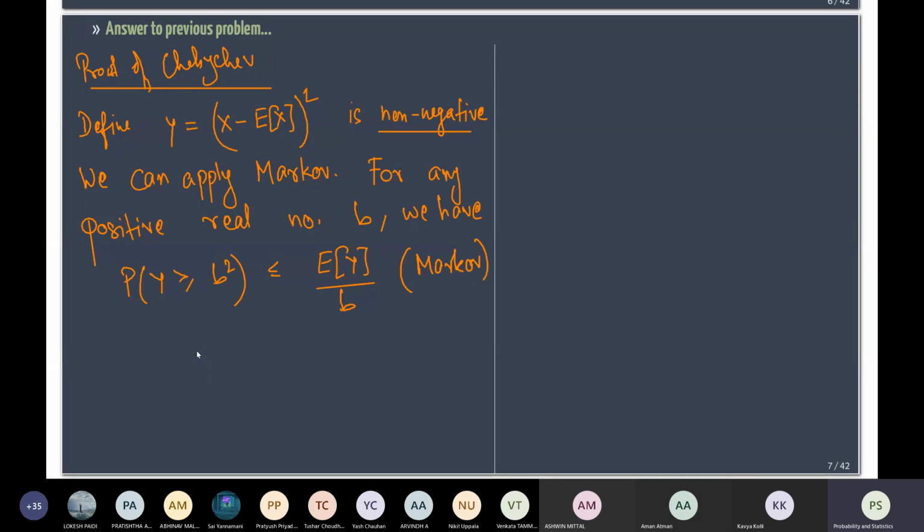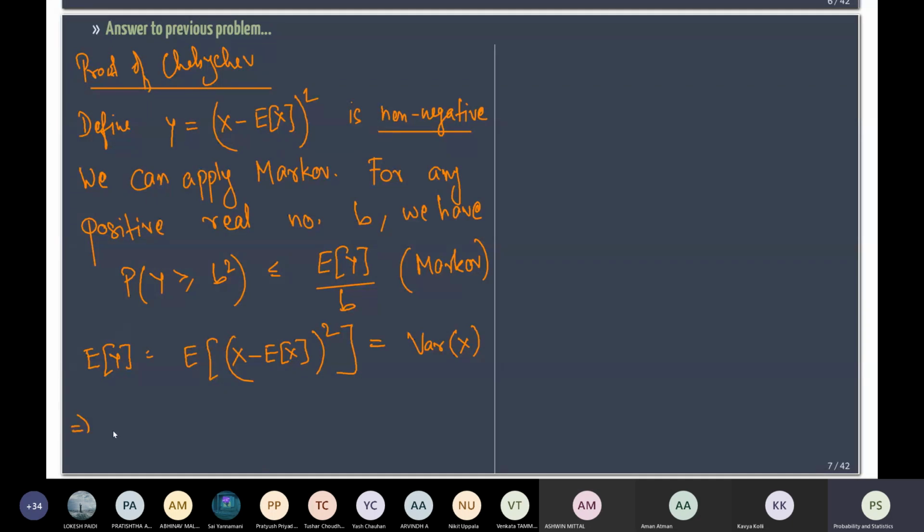Okay, and what is expectation of y? So let us see what is expectation of y. Expectation of y is expectation of this guy. This is the y. So (x minus E[x]) whole squared, right? But this is nothing but the variance, right? Because this is how the variance is defined for random variable x. So this is variance of x actually. Okay, so that's by definition, right? Now I can replace this by that, right?